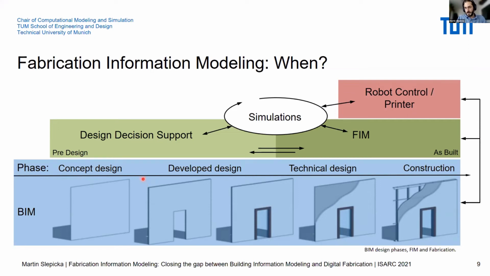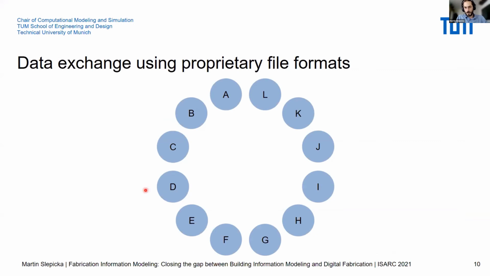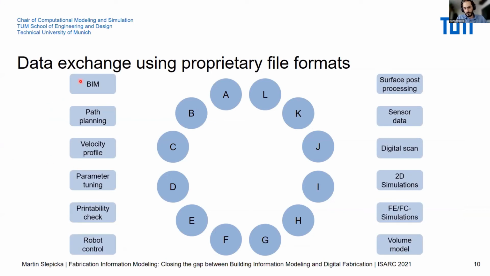So a little bit about the data structure itself. As I said, there's a lot of processes involved. We have the BIM modeling itself, and there's path planning, and all the parameter tuning, and a lot of stuff that comes later. If every process is done in its own software solution and with its own data structure, communication between the processes is a little bit messy, as you can see here. It's not working like this.